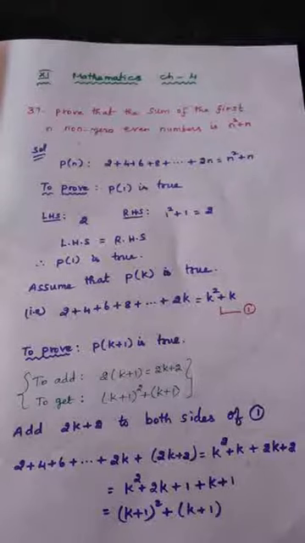And combinations, the word combination, the meaning is selection. Permutation means arrangement, combination means selection. It is written or denoted by nCr. 5C2 means out of 5 objects we are selecting 2 at a time.